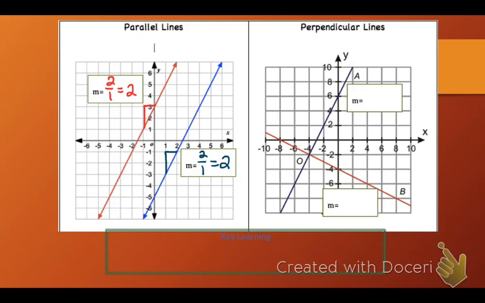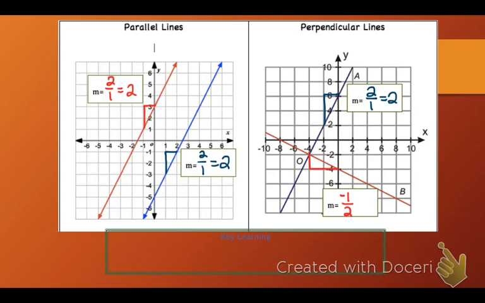Let's take a look at the perpendicular lines and then we'll draw our conclusions. The slope of the red line is dropping 1 and runs 2. So down 1, right 2 would be negative 1/2, and the slope of the blue line rises 2, runs 1. So rise 2, run 1 would be 2 over 1.